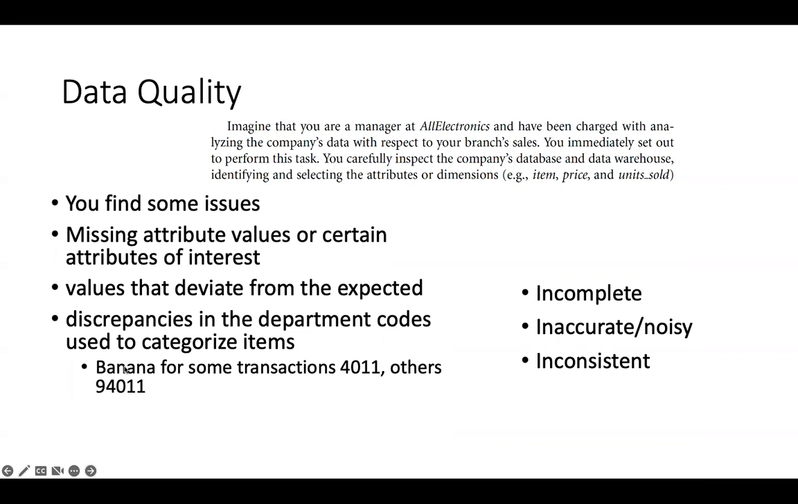Again, here we have another scenario example. A banana for some transactions is 4011, others are 94011. So you can see we have some inconsistency going on here. Errors of encoding, right? In this case, our data is inconsistent. On one hand, we have 4011, and on the other hand, we have 94011, okay? These discrepancies in department codes used to categorize items create an inconsistency in our data. Okay, we need to take care of this in our later slides.